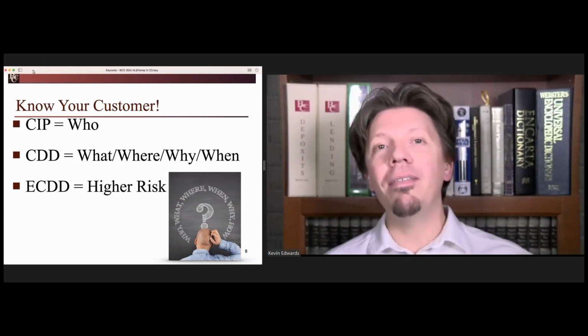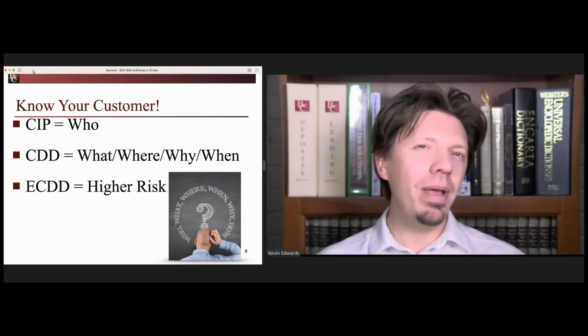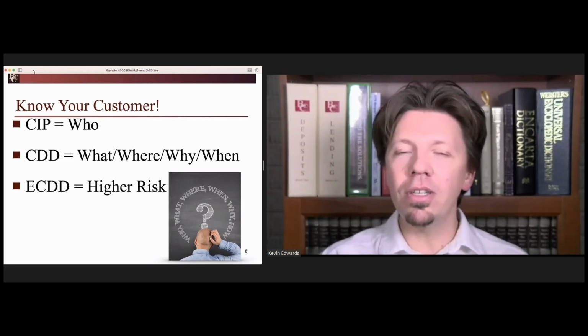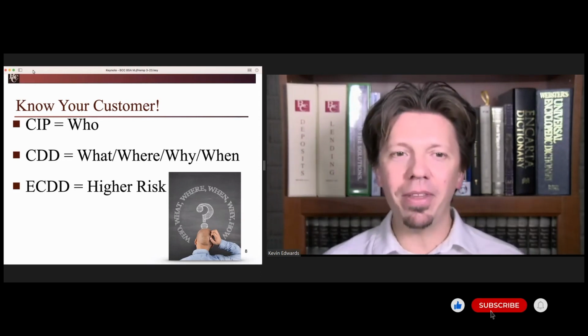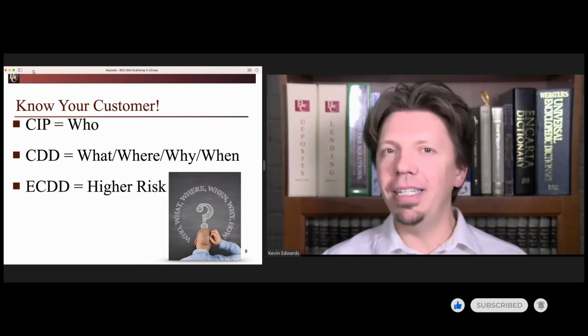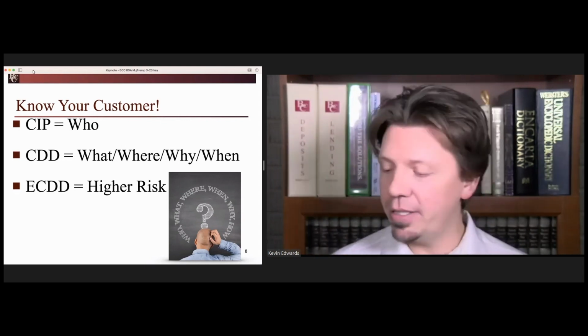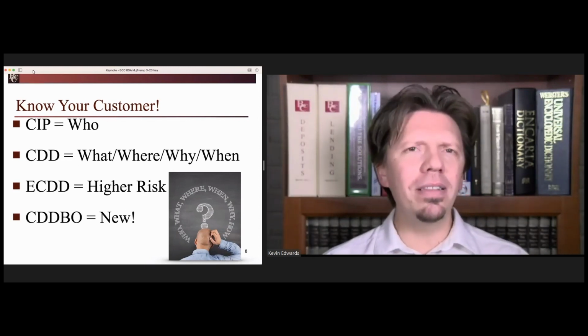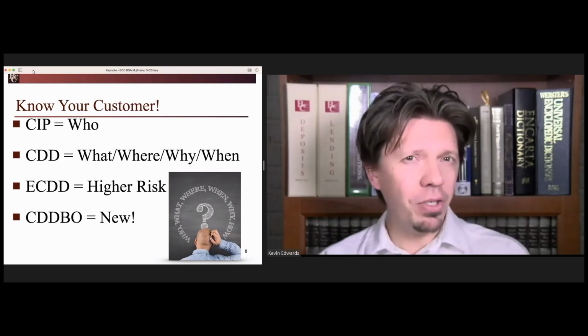So in other words, you're going to have more procedures and more monitoring, and maybe you're going to be asking different questions for your higher risk customers. And so if you see that acronym out there, ECDD or EDD, that's what we're talking about, specialized procedures for higher risk customers. And then we'll talk a little bit about CDDBO or customer due diligence for beneficial owners.